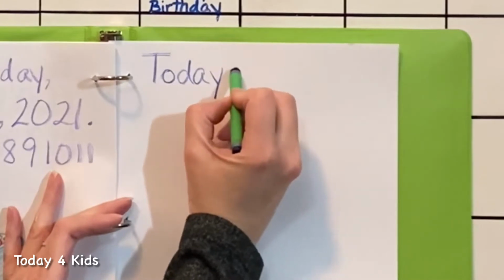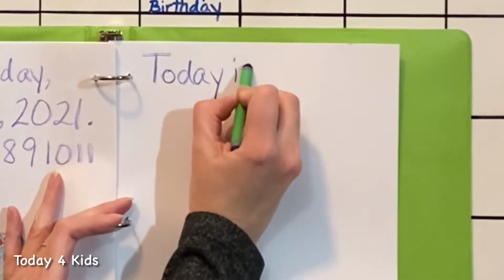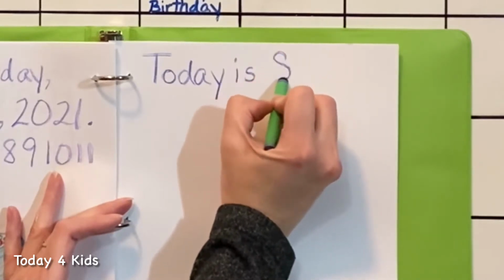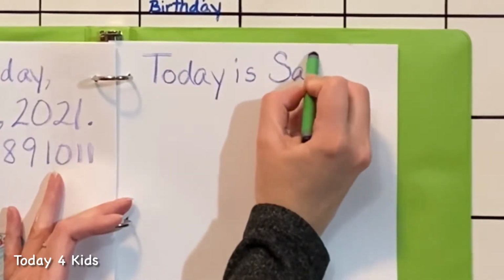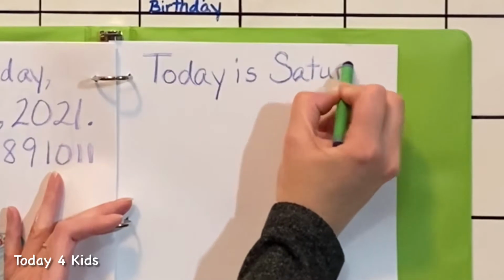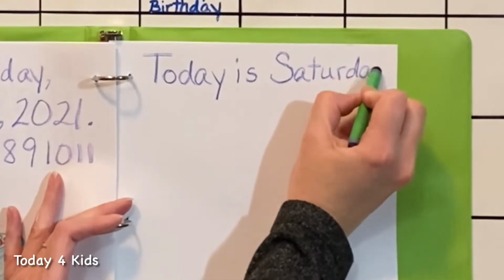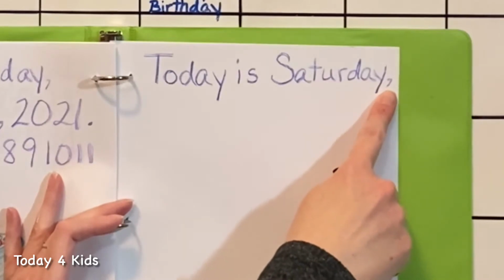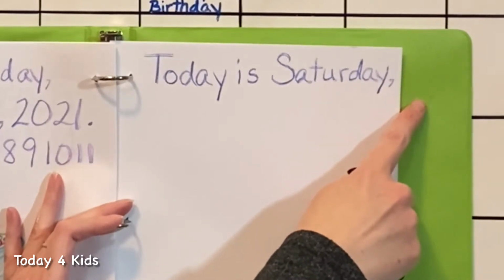T-O-D-A-Y. And then the word is, I-S. And then we're going to put Saturday, and Saturday has a capital S because it's the name of our day. S-A-T-U-R-D-A-Y. And then a comma. And that comma reminds us to pause before we say our next word, which will be the month.